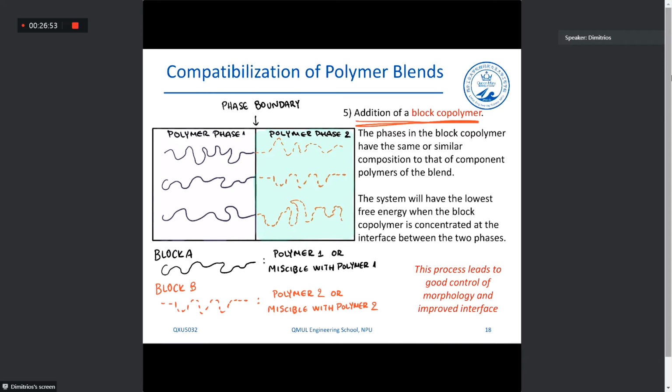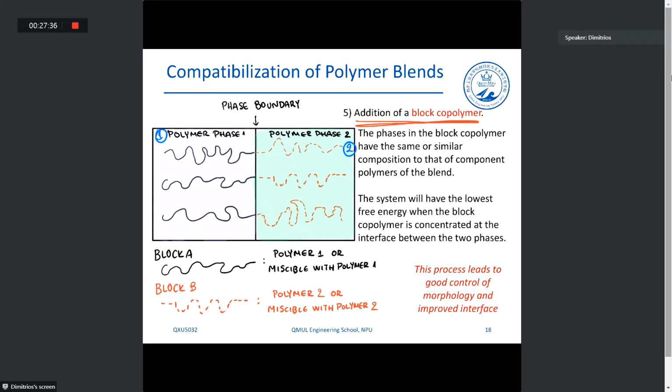Finally, as I told you, one of the most precise or neatest methods of compatibilization is to add a block copolymer in which each of the blocks has the same or similar composition to that of the component polymers of the blend. Okay, so we have a polymer blend that consists of the purple and the green polymer. Okay, so we have polymer 1 and polymer 2. And these are immiscible, okay? So they create regions that are completely separate; you can see that this is a two-phase blend.